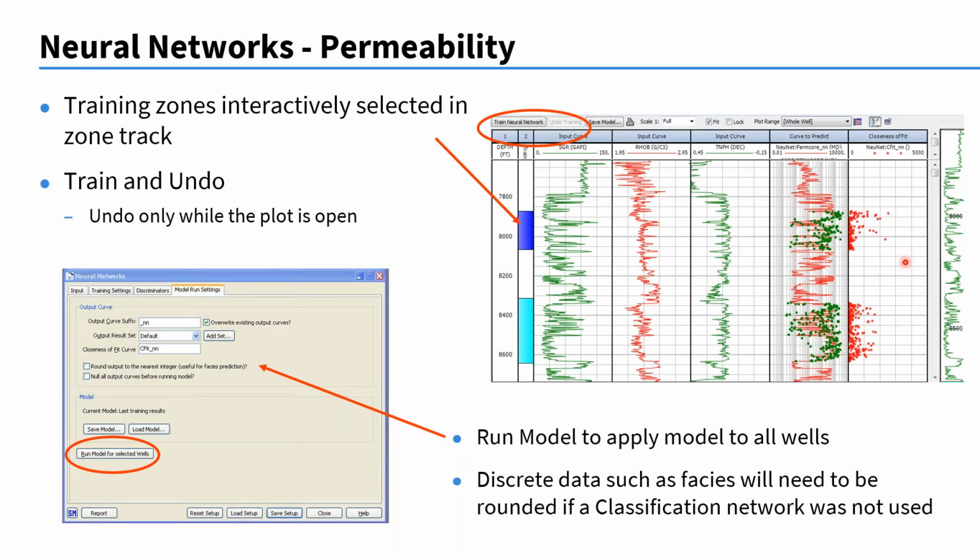It also has the closeness of fit, which is the structure you see in here. And again, this provides an indication of how good the results are compared to the original and the resultant curve.